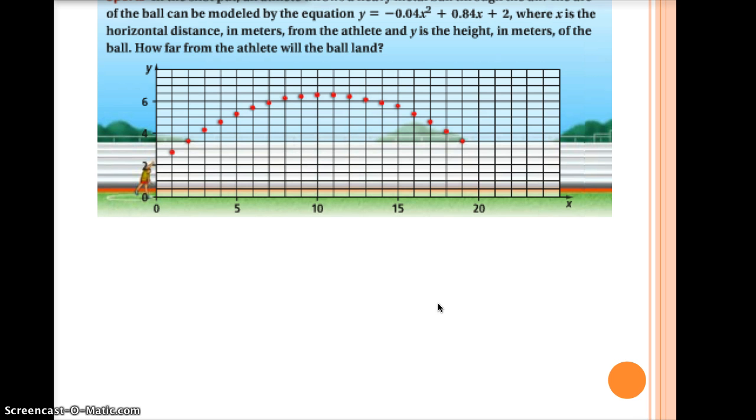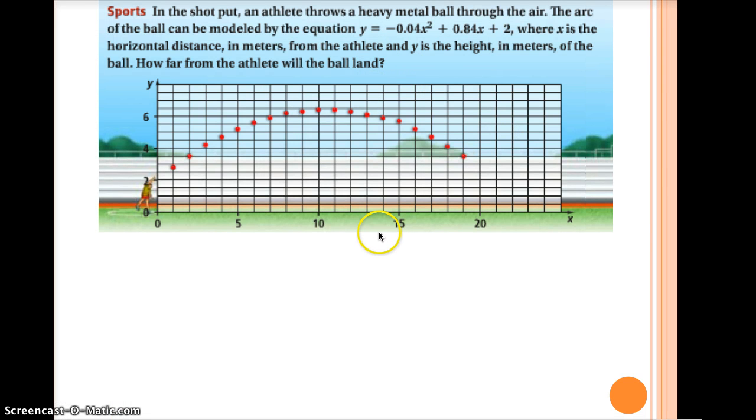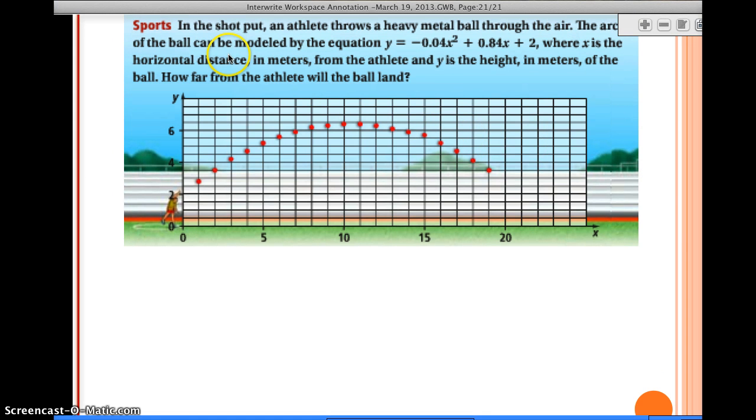All right, let's look at this problem. It's hard to see the top of it, so let me drop it down. Give me 1 second here. All right, in the shot put, an athlete throws a heavy metal ball through the air. The arc of the ball can be modeled by the equation. We're going to need a calculator on this one, so get that out and ready to go.